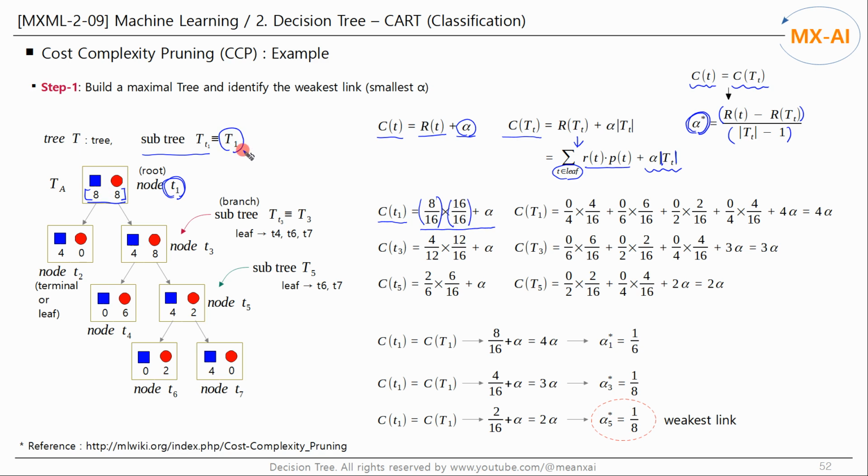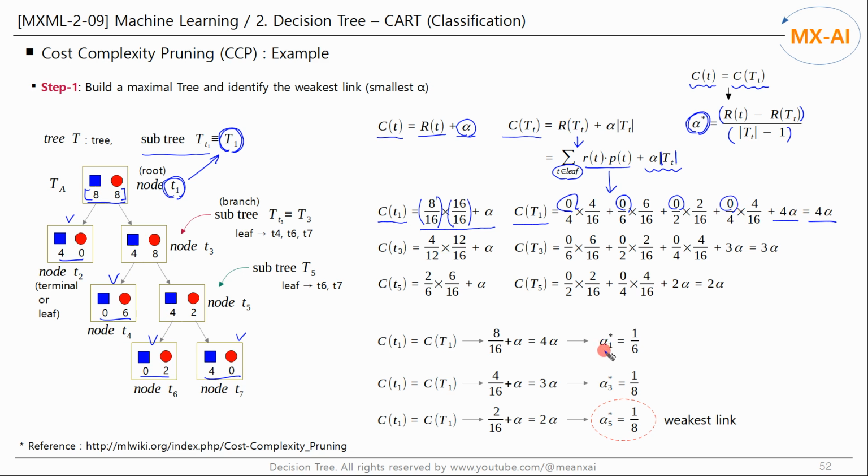Next, let's look at subtree T1, which is obtained by splitting node T1. In this example, T1 is actually the entire tree, containing 4 leaf nodes. To compute its cost complexity, we take the weighted misclassification rate of each leaf and sum them up. Here, all 4 leaf nodes are pure, so their misclassification rates are 0. That means the total cost comes only from the penalty term, which is 4 alpha.